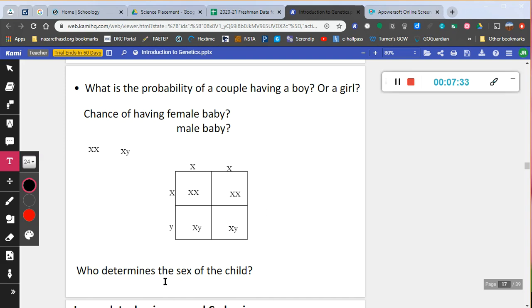So in this case, who determines the sex of the child? Well, that's always dad. Again, because dad has the ability to provide the sperm cells with either an X chromosome or a Y chromosome, and that goes for any male sexually reproducing organism. They're going to be able to produce X or Y chromosomes. Females are only going to be able to pass on an X chromosome. So the male, or the dad, is always determining the sex of the child.